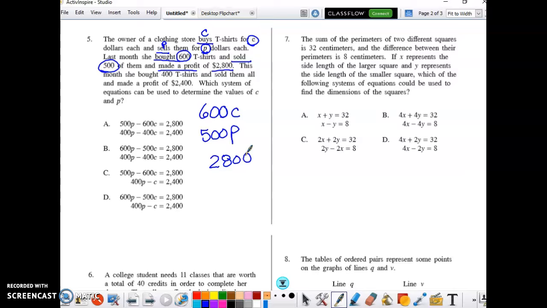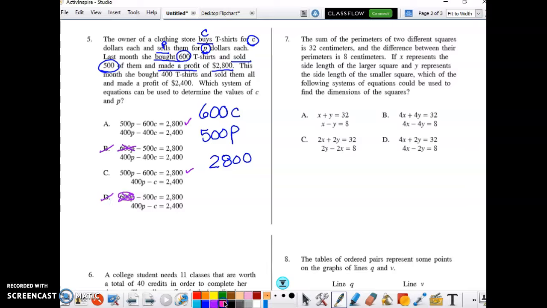Let's go look for it. Okay. 500 goes with the P, yes. 600 goes with the C, yes. Profit of 2,800, yes. 600 goes with the P, no. Okay, so that eliminates 2 answers.